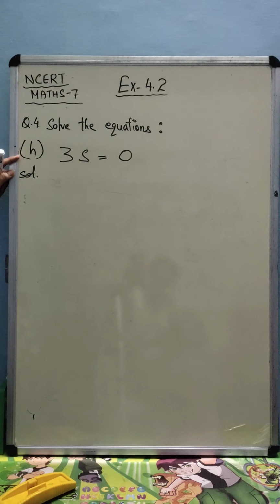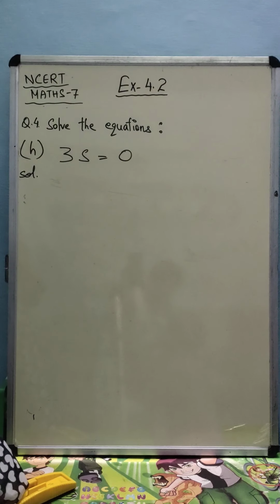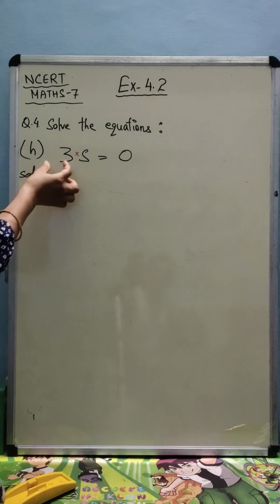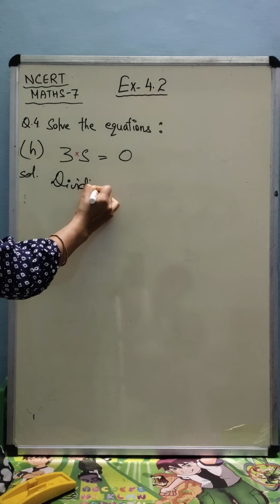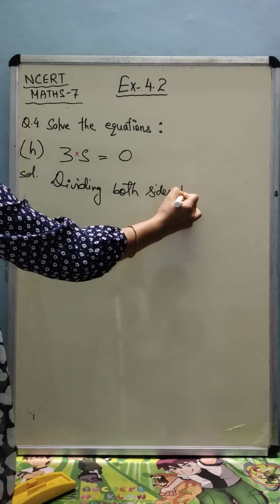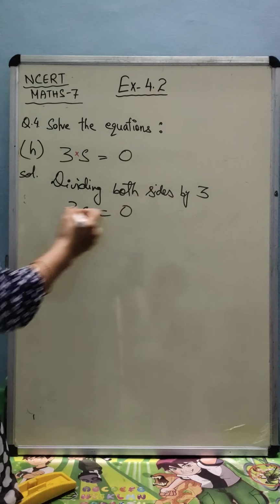Now students, the H part. It's 3s equals 0. So we have to remove this 3. 3 is multiplied by s. So to remove this 3, we have to do the opposite operation, that is, the opposite of multiplication is division. So we will divide by 3 both sides. So you will write dividing both sides by 3.